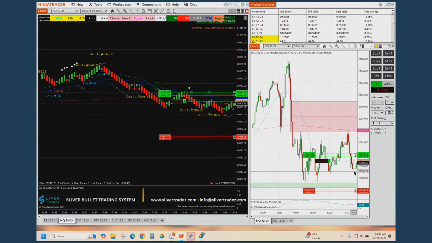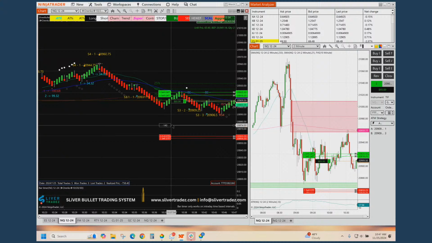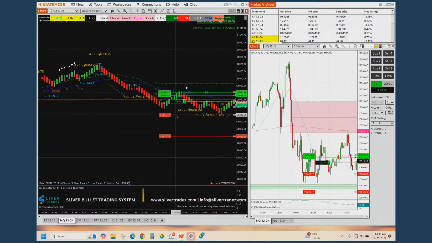So it took the liquidity, took my stop, and then moved back up. So I'll place my stop again here in case it comes down again. Then in that case, it will not go back up. It will fall.